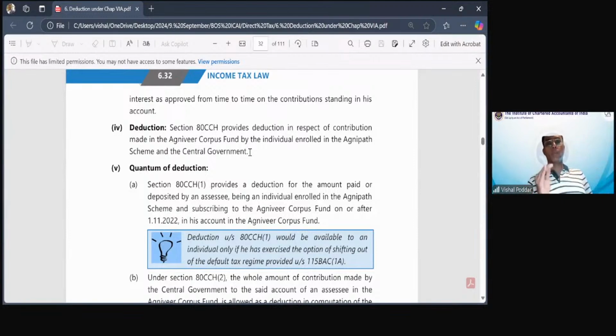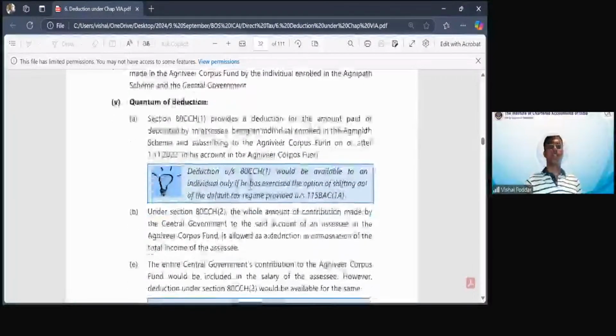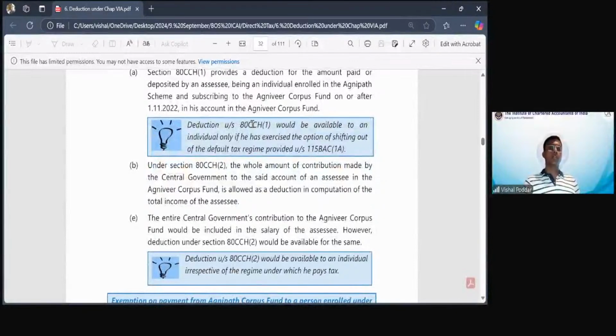So you get deduction both in respect of your contribution, you being the Agniveer, the person who has been enrolled in the military, and also the contribution by the central government, that is your employer. Now, how much is the quantum of deduction? 80CCH(1), which is for your contribution, provides deduction for the amount paid or deposited by the assessee, being an individual enrolled in the Agnipath scheme and subscribing to the Agniveer corpus fund on or after this date. Again, this deduction 80CCH(1), which is for your contribution, would be available only to an individual if he has exercised the option of opting out, that is, under the old scheme.